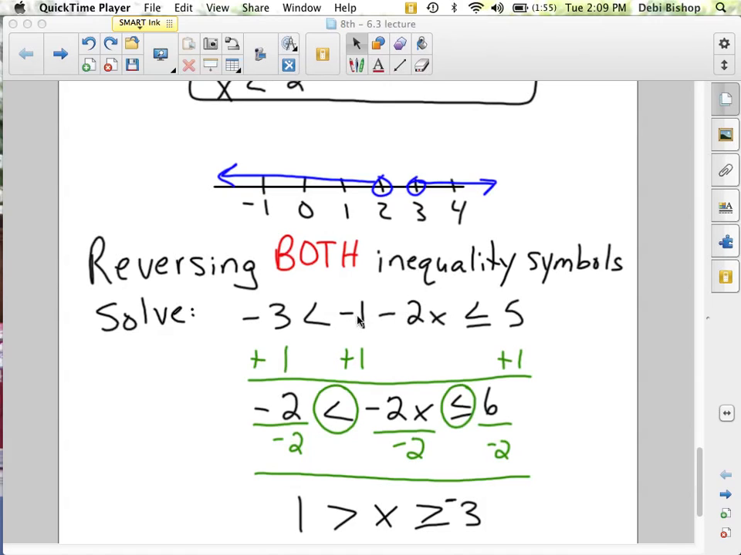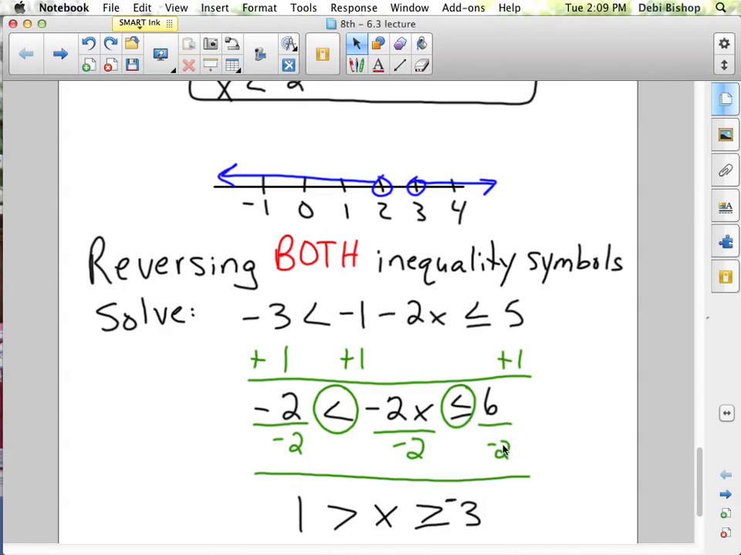So I need to get rid of my negative 1. I add 1. What I do to this, I do to both of my other two. So I get negative 2 is less than negative 2x, which is less than or equal to 6. Again, isolate. Well, when I divide by a negative, I always flip my sign. So when I divide by a negative, I divide by a negative on both sides, and then that means I need to flip both inequality symbols.